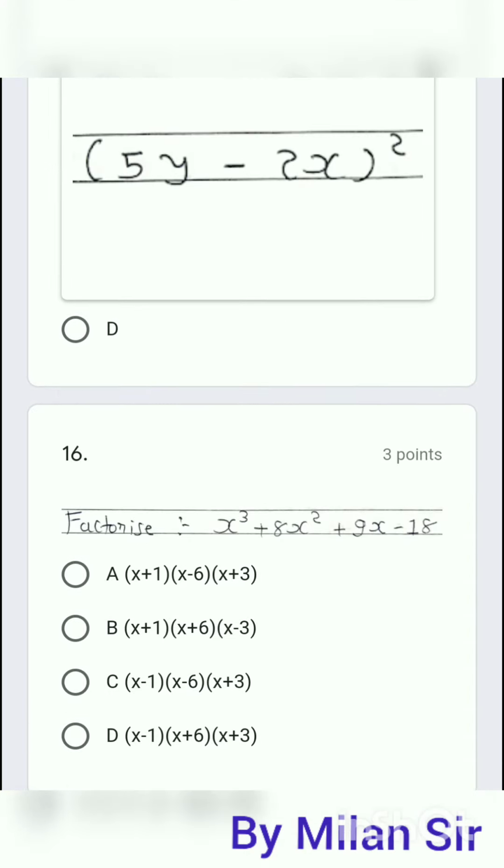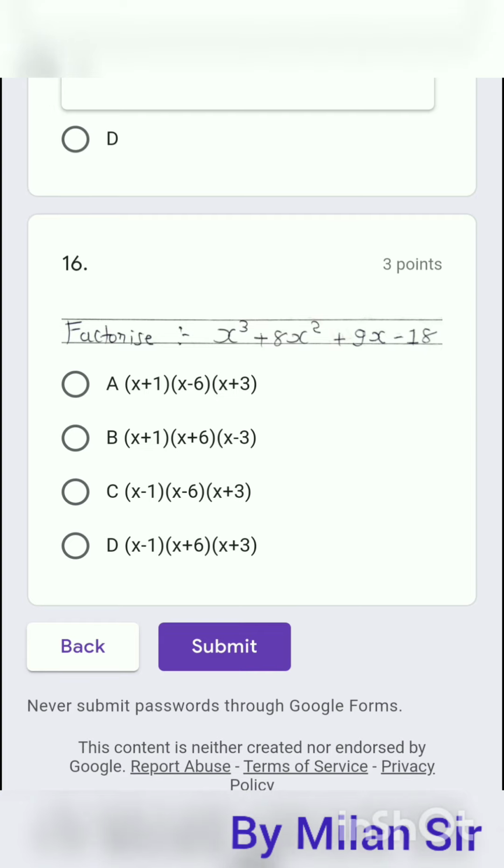Okay, and at last we have question number 16. This is the 3 marks question. We need to factorize this. Okay, we already solved this type of sum in our exercise 2.5.